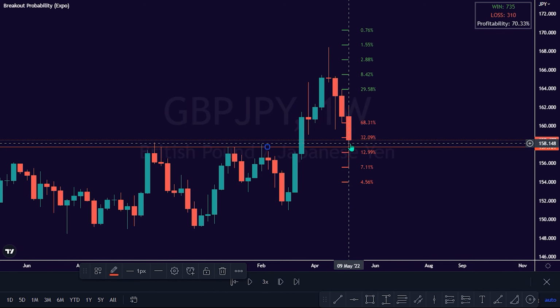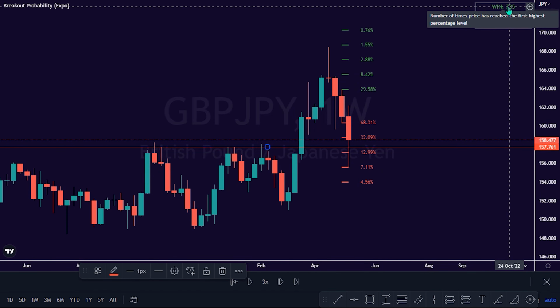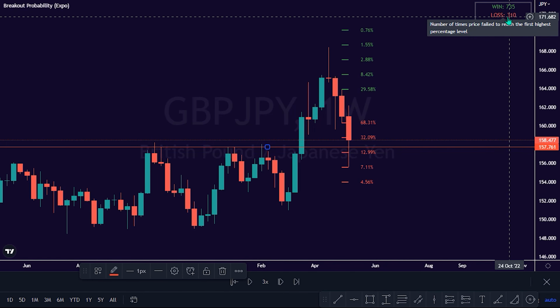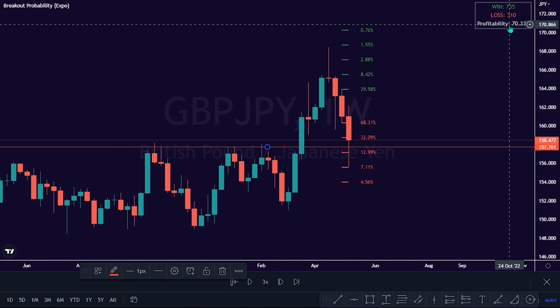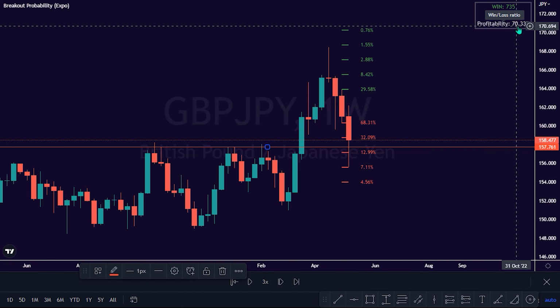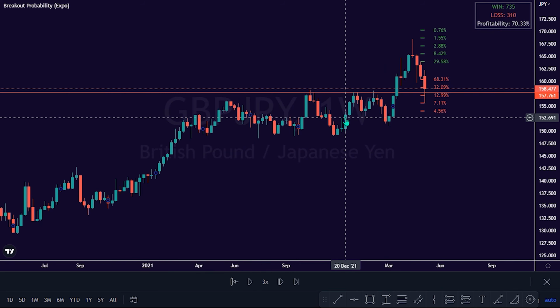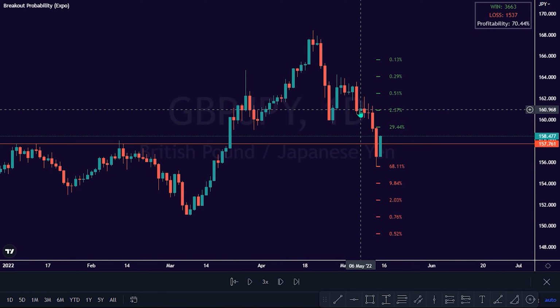The Breakout Probability Expo indicator gave a strong probability ratio supporting bullish anticipation on the weekly time frame. The win rate is 735. The loss rate is 310. And the profitability ratio is 70.33%. The next step is to navigate to the daily time frame to relate the profitability ratio to the weekly time frame.